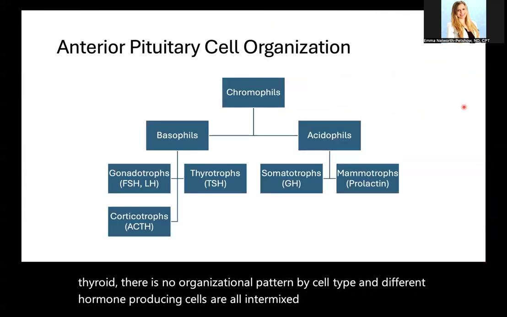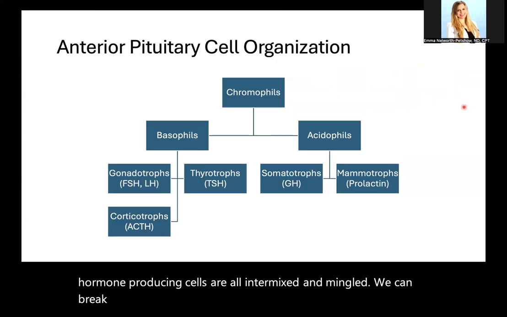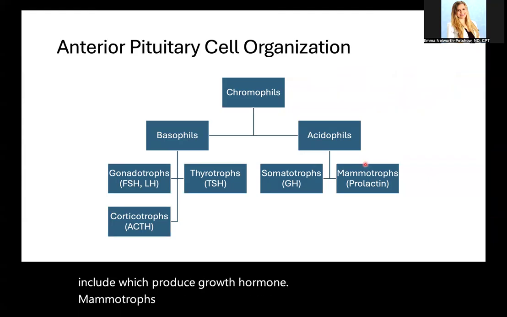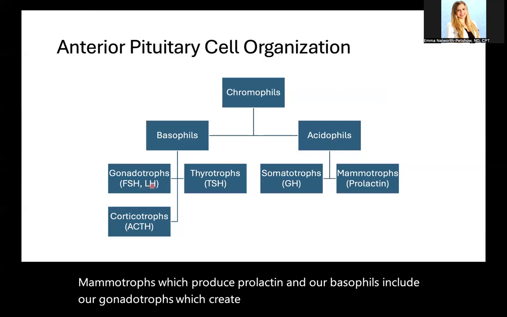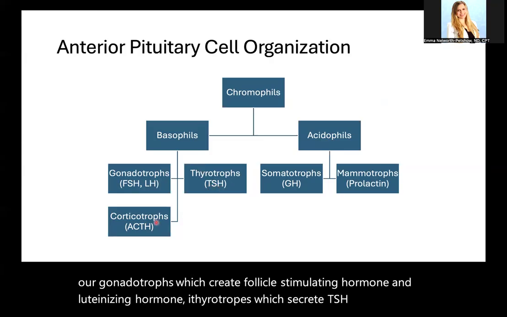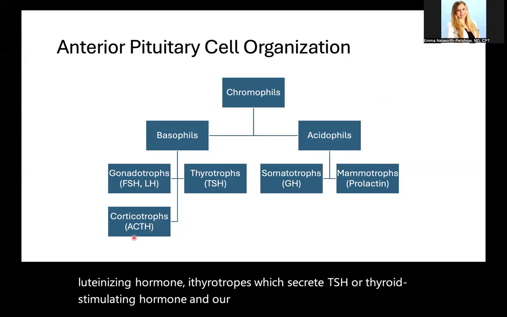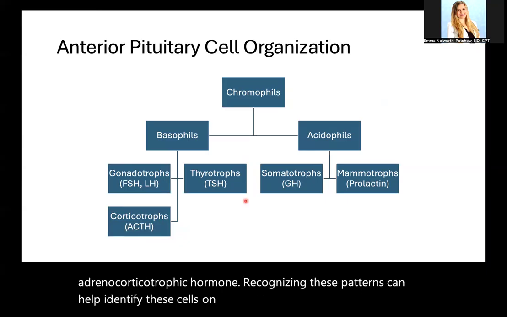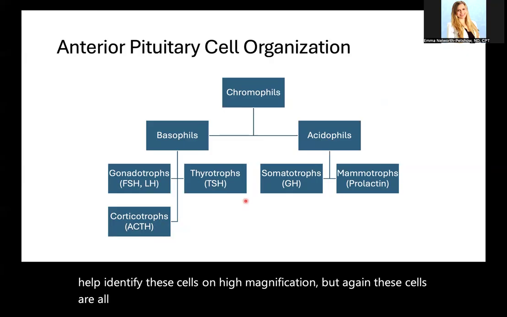Unlike the thyroid, there is no organizational pattern by cell type, and different hormone producing cells are all intermixed and mingled. We can break down our cells in the anterior pituitary based on how they stain. Our acidophils contain our somatotrophs, which produce growth hormone, and our mammotrophs, which produce prolactin. And our basophils include our gonadotrophs, which secrete follicle stimulating hormone and luteinizing hormone, our thyrotropes, which secrete TSH or thyroid stimulating hormone, and our corticotrophs, which secrete ACTH or adrenocorticotropic hormone. Recognizing these patterns can help identify these cells on high magnification. But again, these cells are all intermixed and mingled in the anterior pituitary.